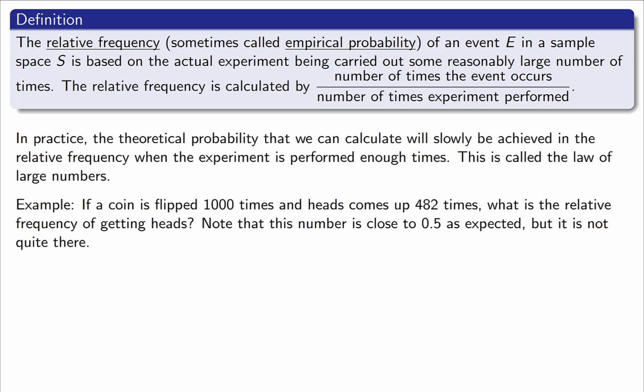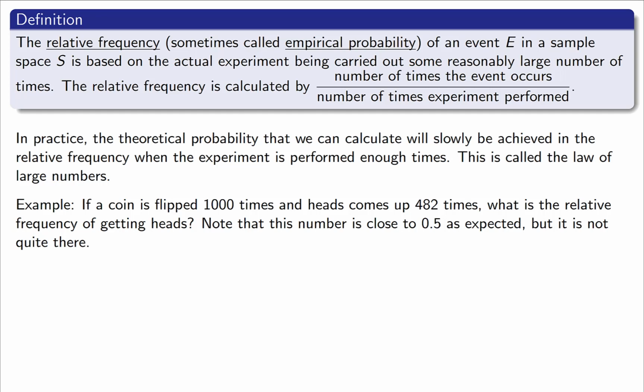Here's another way to do probability. This is what we call the relative frequency, sometimes known as the empirical probability. What we do is we run the experiment as many times as we feel is necessary to get a good number. Sometimes this needs to be in the thousands to really get a good feel. Then we'll calculate this relative frequency by looking at the number of times the event occurs divided by the number of times the experiment was performed.